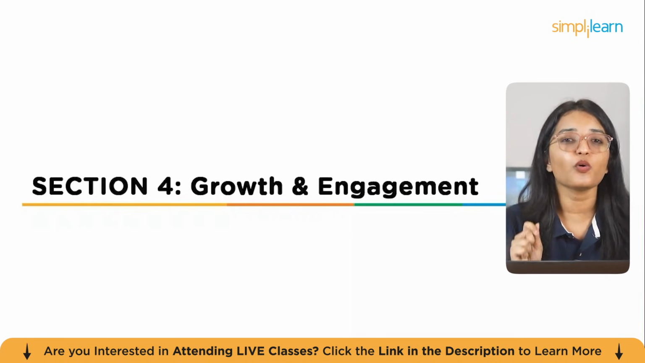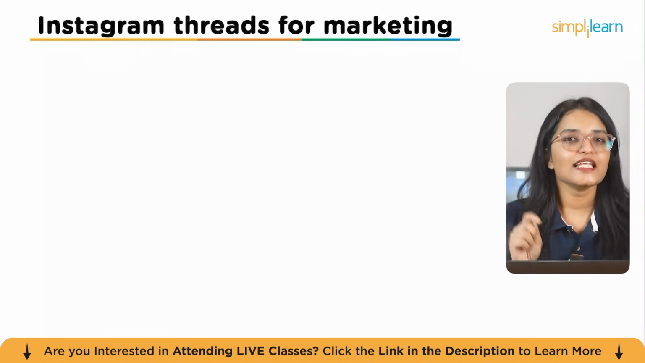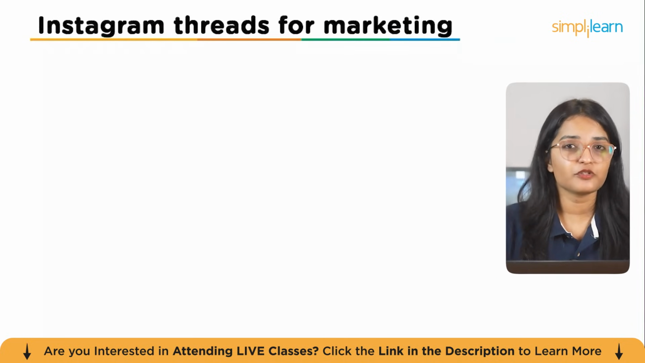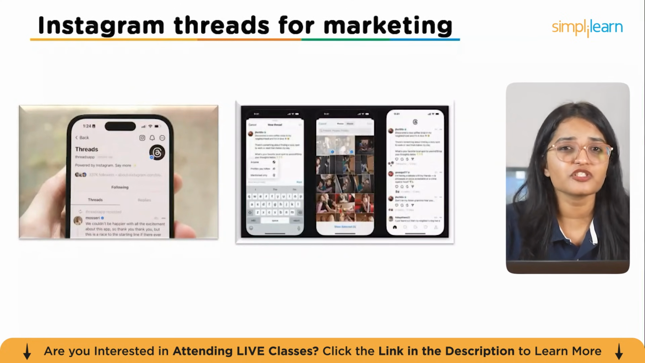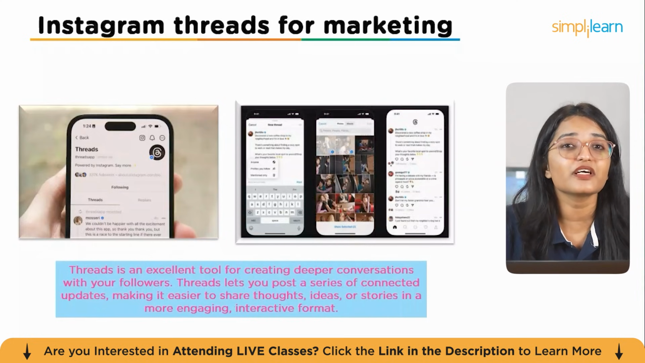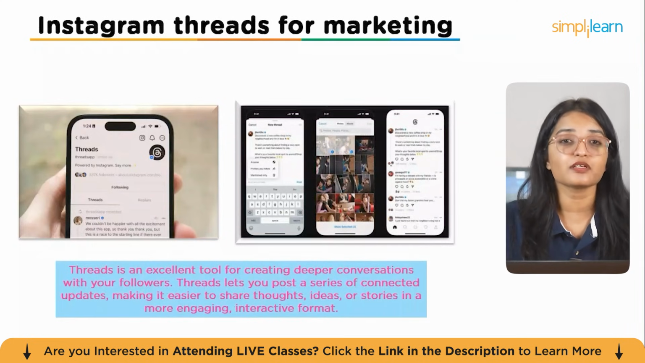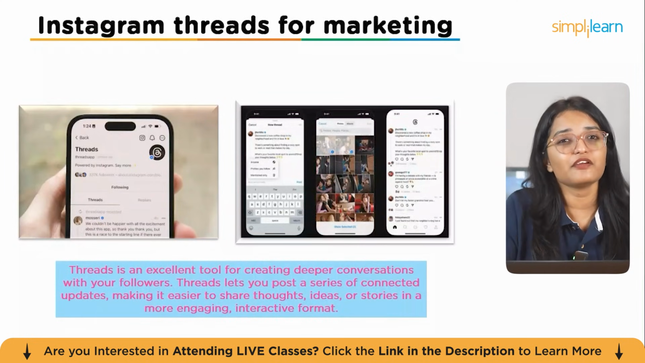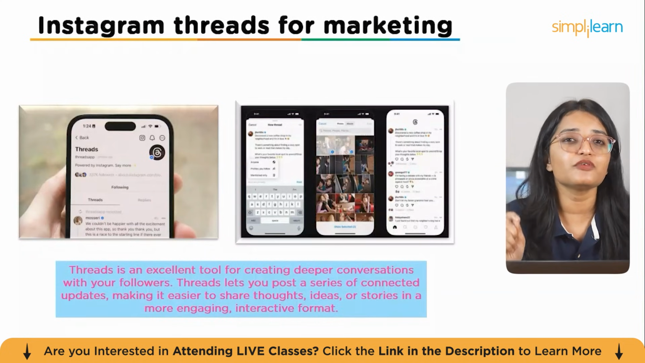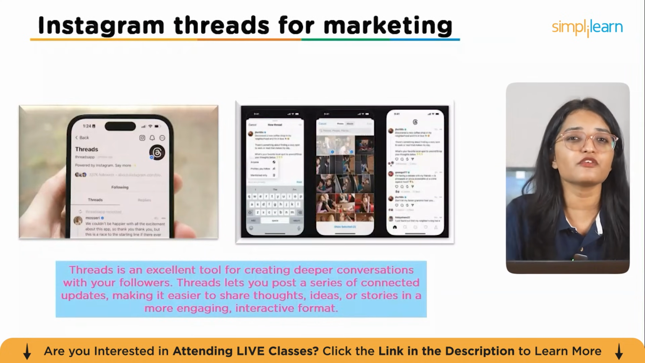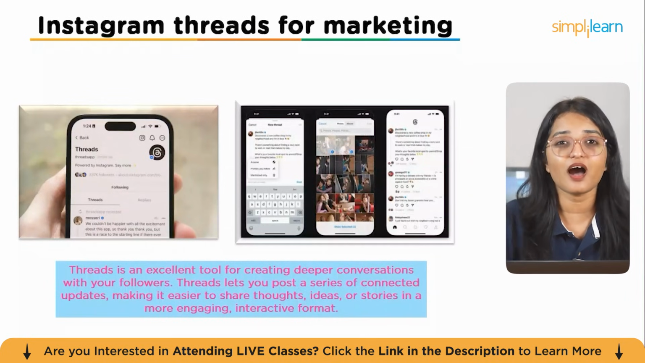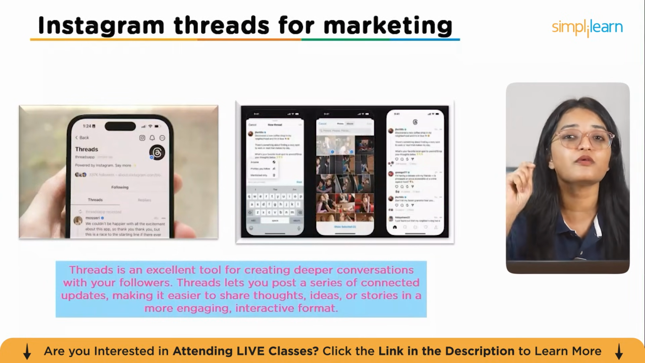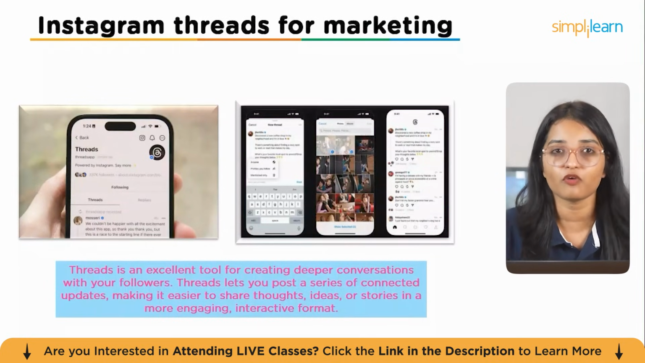Section 4 is growth and engagement. Let's kick things off with Instagram Threads. This is a new feature that's gaining a lot of attention in 2025. Threads is an excellent tool for creating deeper conversations with your followers. Unlike regular posts or stories, Threads lets you post a series of connected updates, making it easier to share thoughts, ideas, or stories in a more engaging, interactive format.